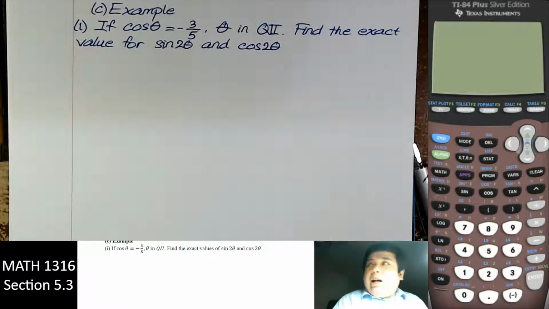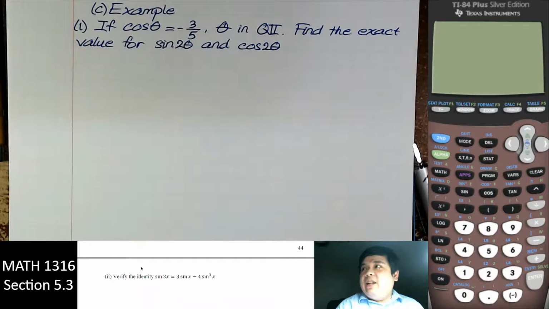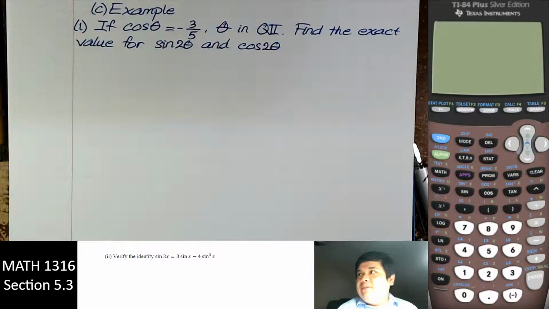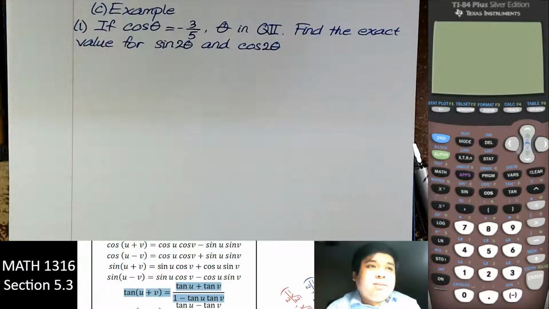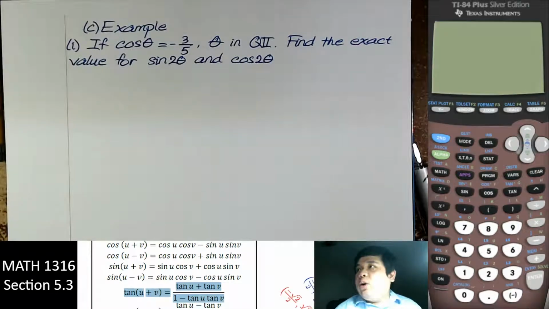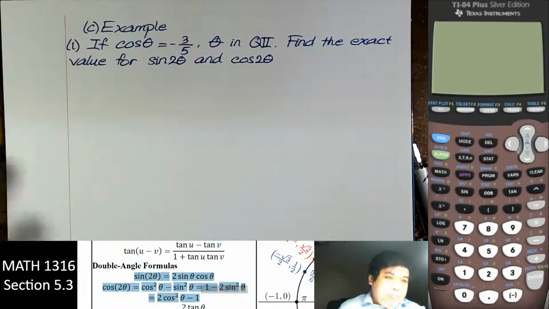The problems in this section are kind of like this. We have to know the identities, and we would pretty much use them. So we need sine and cosine of a double of an angle. It's what we have here, right?